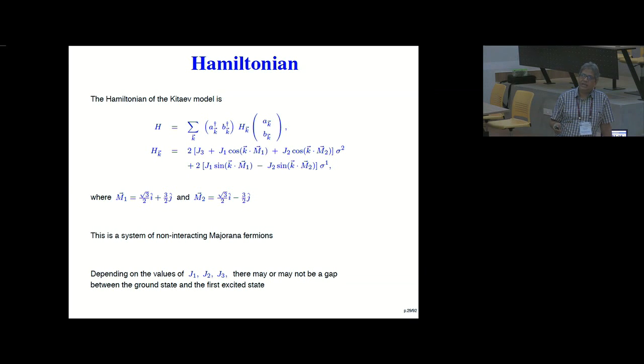So again, it looks like A dagger, B dagger, times some 2x2 matrix in A and B. And the 2x2 matrix has this form, where M1 and M2 are just the vectors connecting one unit cell to the neighboring unit cell, just geometrical factors. And it's completely off-diagonal, so it just has the Pauli matrices sigma 1, sigma 2. These are not the original spin variables, these are just the Pauli matrices which act on the A and B sublattices, so pseudo-spin matrices. So this is a system of non-interacting Majorana fermions. And then depending on the values of J1, J2, J3, there may or may not be a gap between the ground state and the first excited state. So what is the phase diagram of this model?